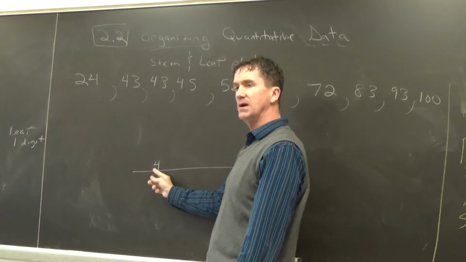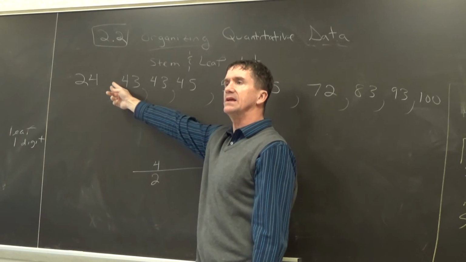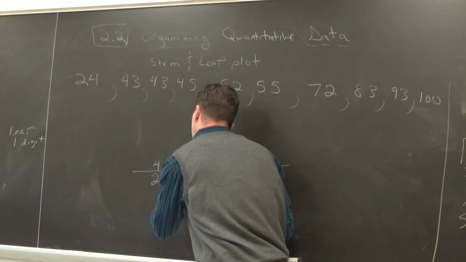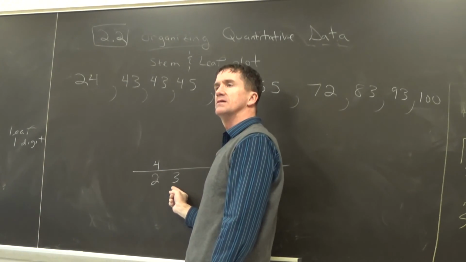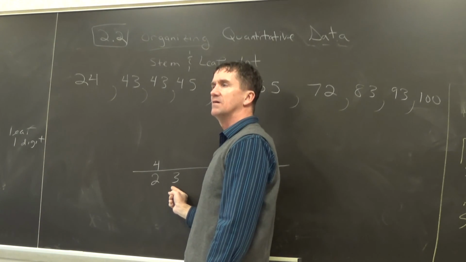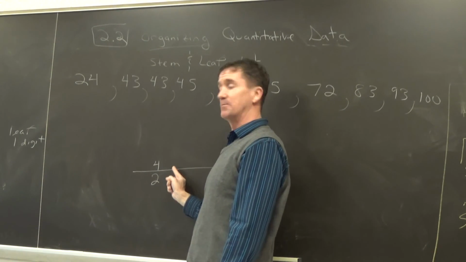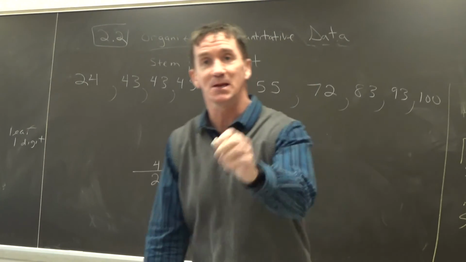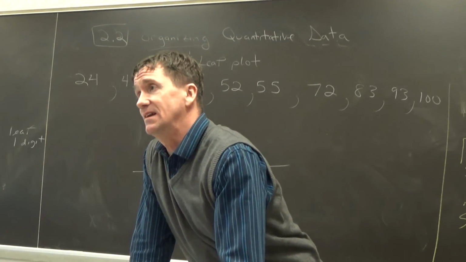So I'm going to keep going. There's my 24. Now, I look up here. Anything in the 30s? I'm going to put my 3 as my stem. My stem is my 3. Anything in the 30s? No. Do I put anything here? Excellent. But I'm going to keep that 3 there. It's just that there's nothing in the 30s.